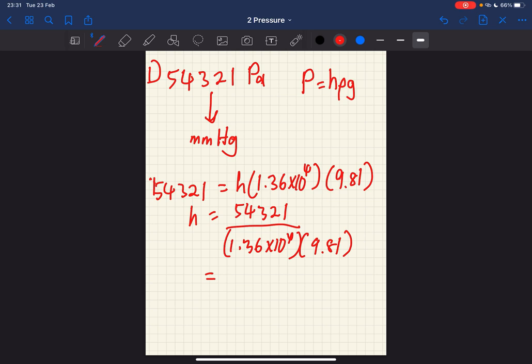Let's do it together. 54321 divided by 1.36 times 9.81. So your answer is 0.4072 meter. Change it to mm, so you multiply with 1000. It becomes 223407 mmHg. Do you get this? Okay, let's see another question.